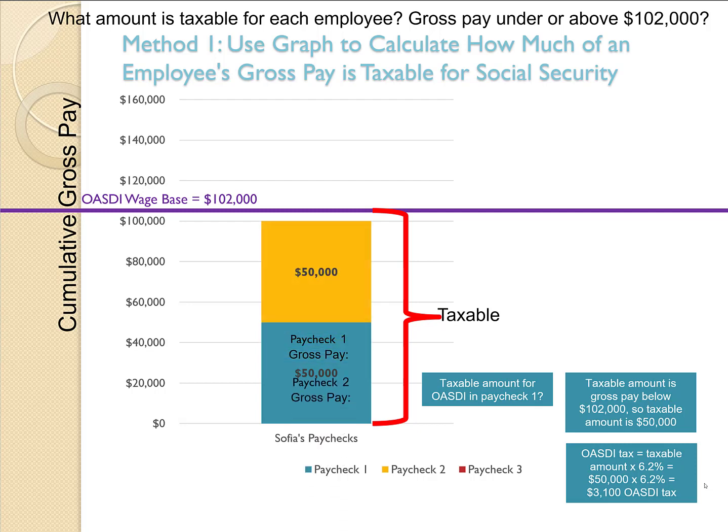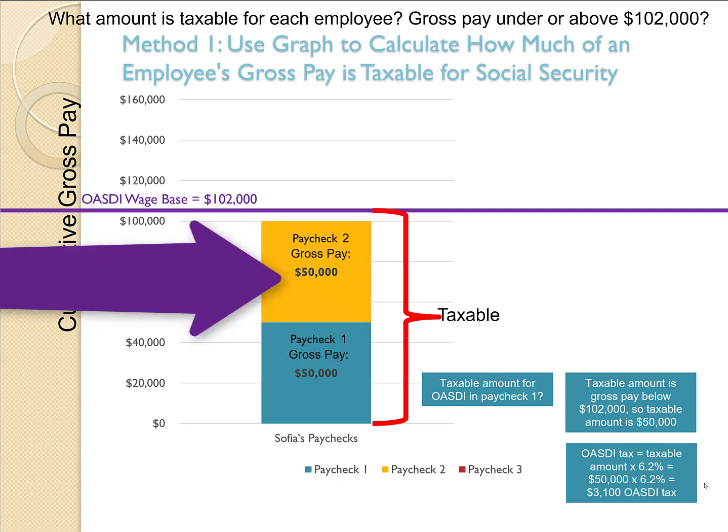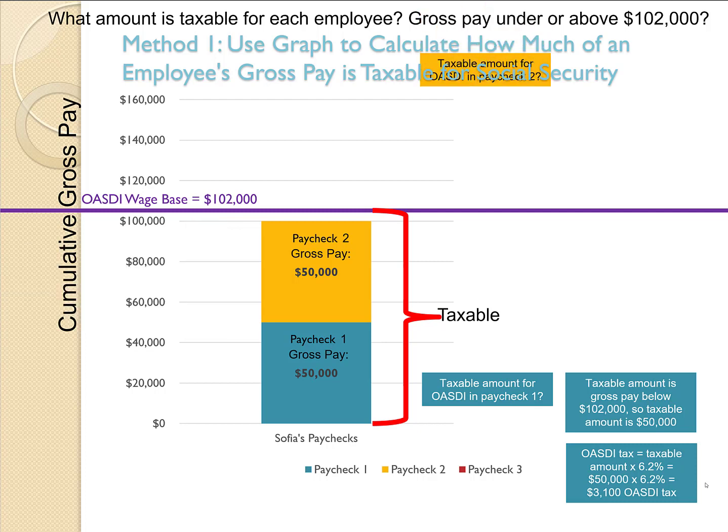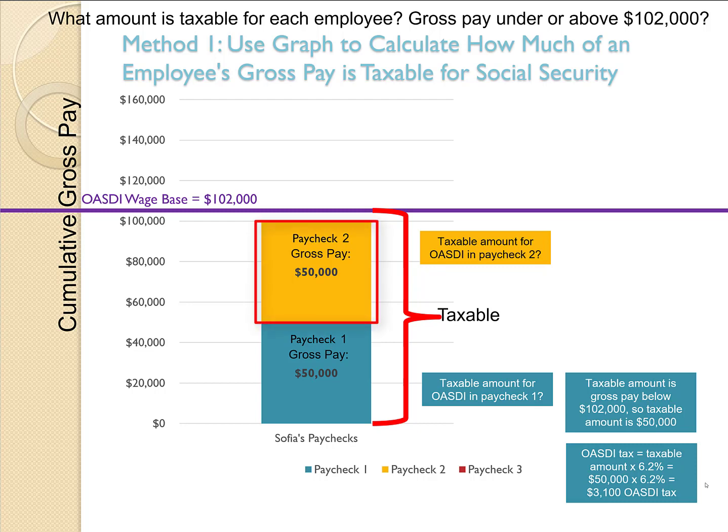Okay, now it's paycheck 2. Again, she makes $50,000. It must be nice to be Sophia. So our question again is, how much of that $50,000 is taxable for OASDI? What's the taxable amount for OASDI in paycheck 2? Well, it's the amount of paycheck 2 that is below the $102,000.